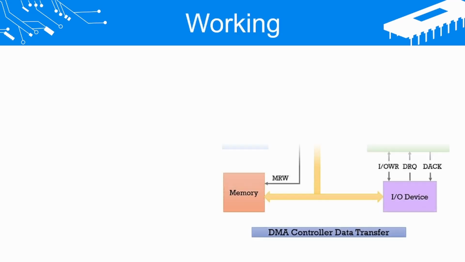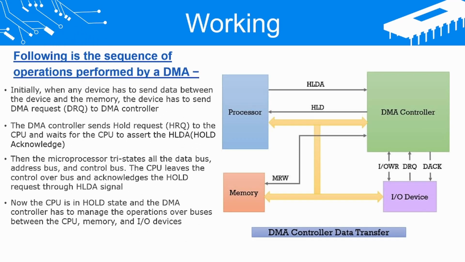Now let us talk about the working of DMA. Following is the sequence of operations performed by a DMA. Initially, when a device has to send data between the device and the memory, the device has to send a DMA request, DRQ, to the DMA controller. The DMA controller sends a hold request, HRQ, to the CPU and waits for the CPU to assert the HLDA, hold acknowledge.